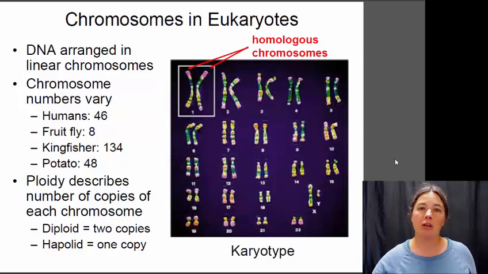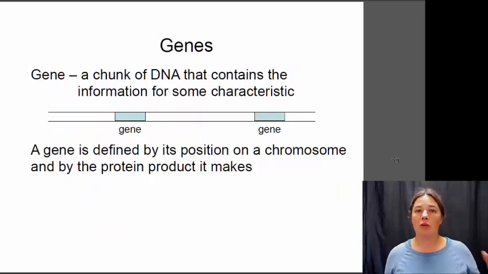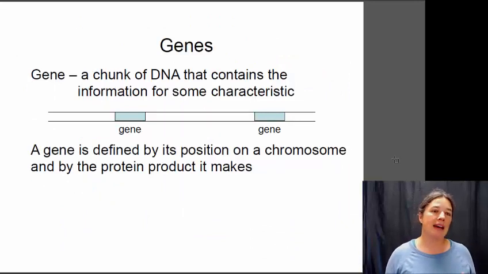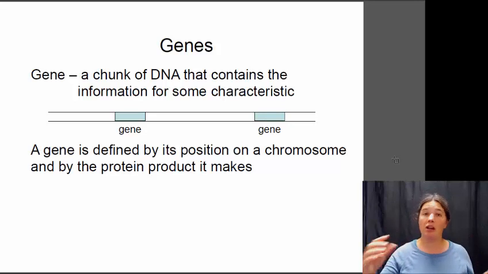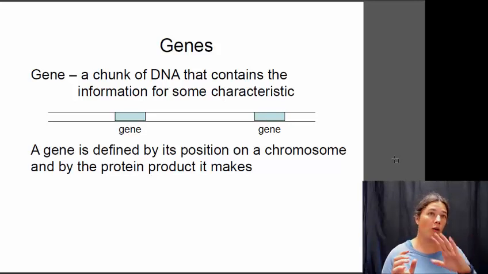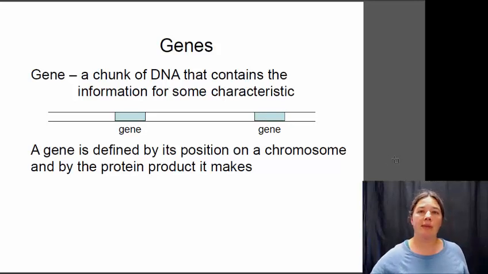Okay, so let's take a closer look at these genes. A gene is basically a chunk of DNA in the genome, and that gene has information in it about some sort of characteristic. Now, genes can be identified by 2 different things. First, their location on a chromosome, so they're always found at a particular spot on a particular chromosome, always in the same location within the genome. And then they can also be identified by the protein product that they produce. Most genes produce some sort of protein product.